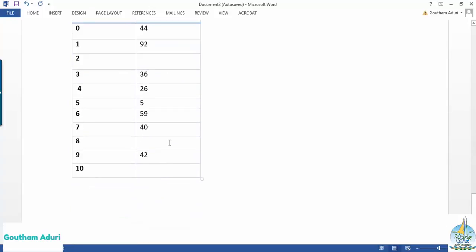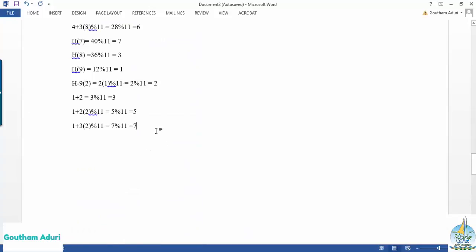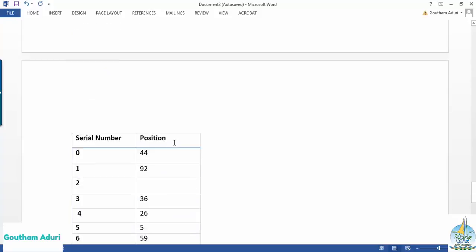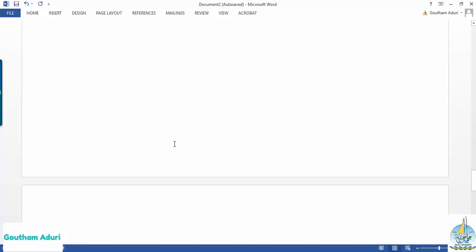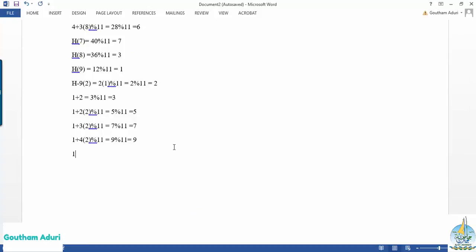So 7 is also getting a collision, and then next 1 plus 4 into 2 mod 11, it's 1 plus 8, 9 mod 11, it's going to be 9. 9 is also getting a collision. Then 1 plus 5 into 2 mod 11, so 11 mod 11, it's 0.